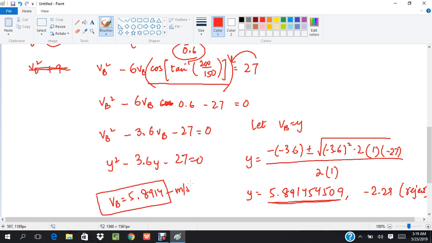Now, in order to find the time, I need to divide my distance by the speed. So the distance we had found out was 250 upon this velocity, 5.8914. And the answer is coming out to be 42.43 seconds. Since the answer is required to the nearest second, my answer would be 42 seconds.